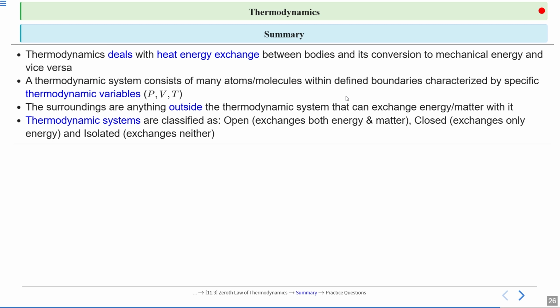Thermodynamic systems are classified as open system, closed system, and isolated system. In an open system, there is exchange of both energy and matter. In a closed system, there is exchange of only energy. But in an isolated system, there is exchange of neither matter nor energy. All right.